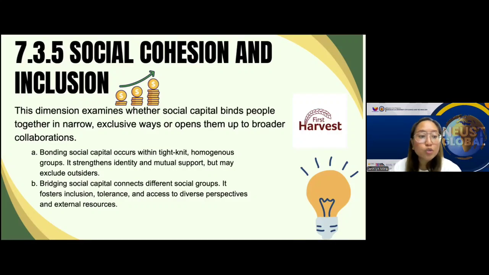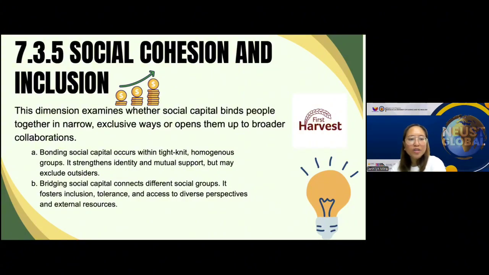So now the question is why it matters. When bonding and bridging social capital work together, communities become more peaceful and understanding. People learn to respect differences while still helping one another. And there are more chances for collaboration, innovation, and growth. Example, the peace building in Mindanao. The peace building programs succeed when they combine both kinds of social capital.